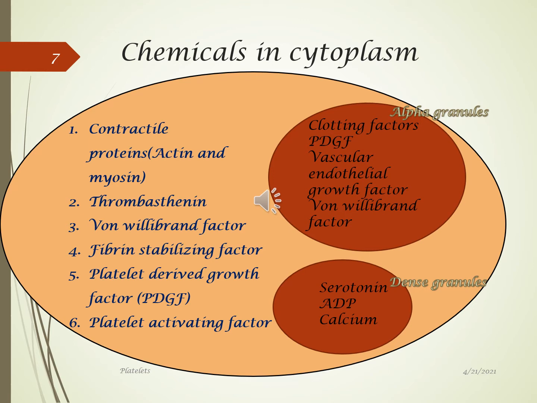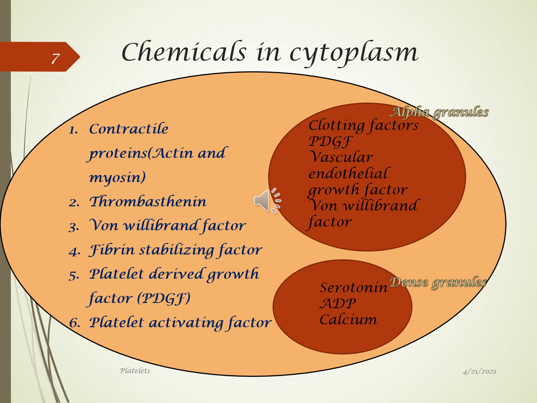Then fibrin stabilizing factor. The importance of fibrin stabilizing factor we'll study later. It is a clot stabilizing factor. Then platelet derived growth factor. That's a very important factor. That secretion will help in the healing of the ruptured endothelium. Then platelet activating factor. One platelet cannot form a clot, so there should be more platelets. The activated group of platelets will start attracting the other platelets with the help of this platelet activating factor.